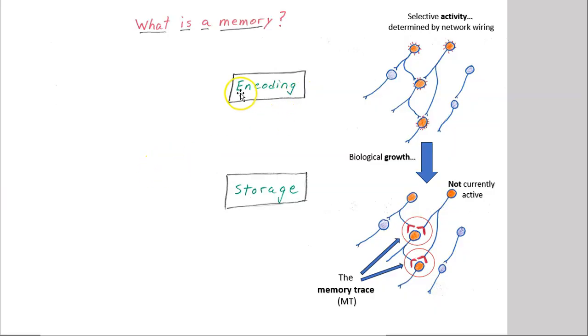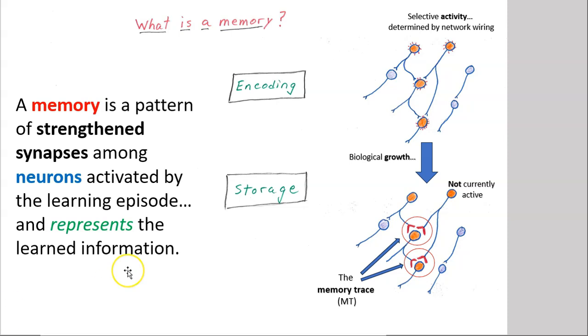So far then, we've covered the encoding stage, where a population of neurons is being activated by the learning event. And then after the event, there's biological growth of synapses. That's the storage phase, and the biological changes that happen there, that's the memory trace for the event. And so now we're ready to more broadly give a definition of what is a memory. A memory is a pattern of strengthened synapses among neurons activated by the learning episode and represents the learned information.